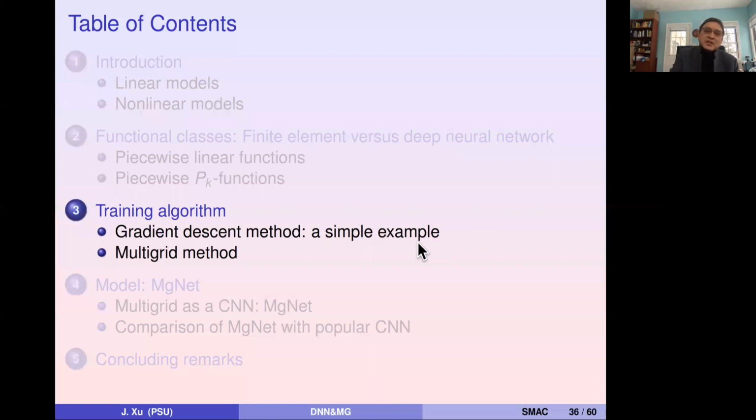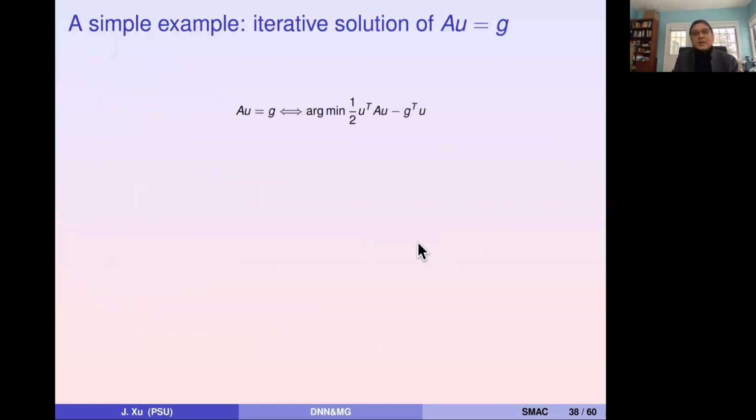For the training algorithm, the main thing is the gradient descent method. The stochastic gradient descent method is the dominating method in the industry. So I want to give some examples to give a taste of what this algorithm is doing. Suppose I'm taking a very simplistic problem, a quadratic optimization problem, which is equivalent to solving a linear system. Suppose A is a symmetric positive definite matrix, for example. How do you do the minimization?